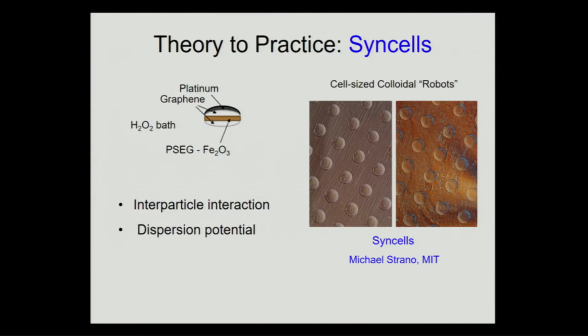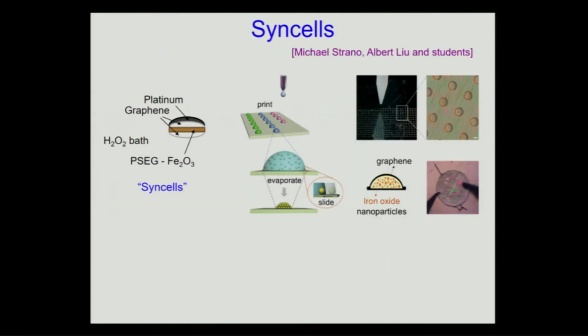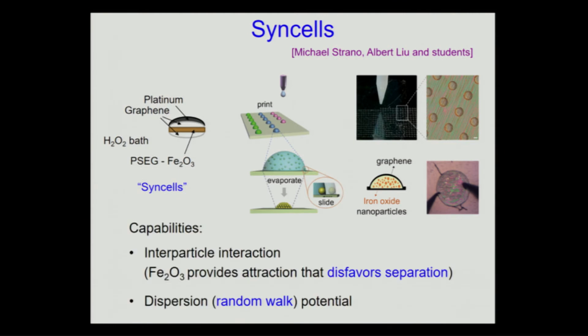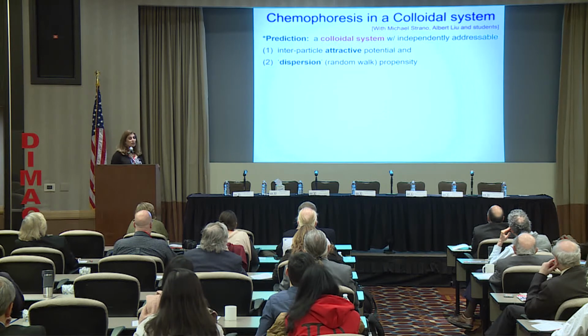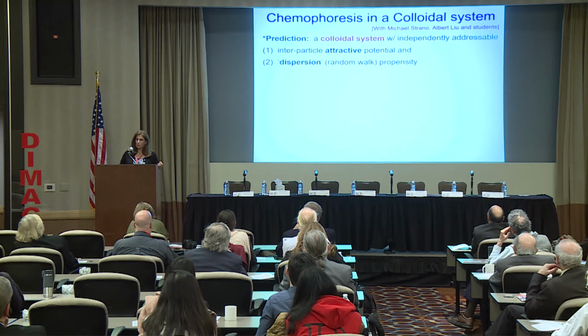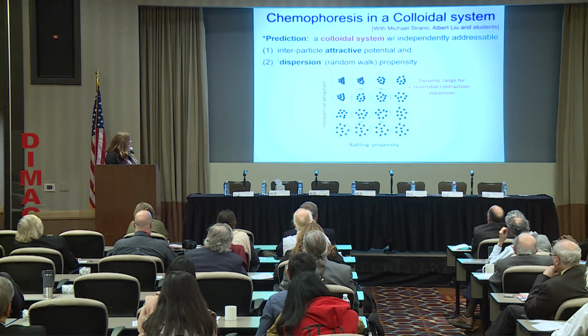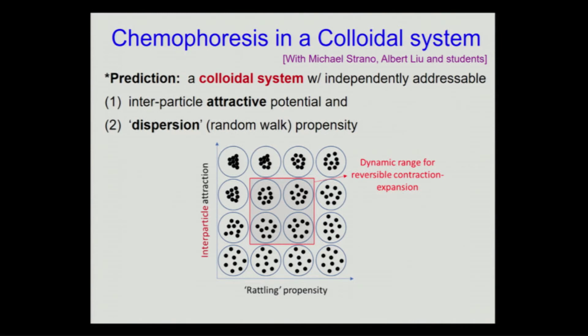So we have the two things that I need for my algorithm, which are interparticle interaction, this attraction, and this dispersion potential. Okay, so this says the same thing in more detail. So the prediction is that this is going to behave very similarly to what you saw with the Amoebots. And we expected this phase diagram. We do get this under the right circumstances, where the rattling propensity is how much hydrogen peroxide there is, which controls how much these things rattle around. Okay, so that's the motor. And the interparticle interaction, this is what the iron oxide is doing.